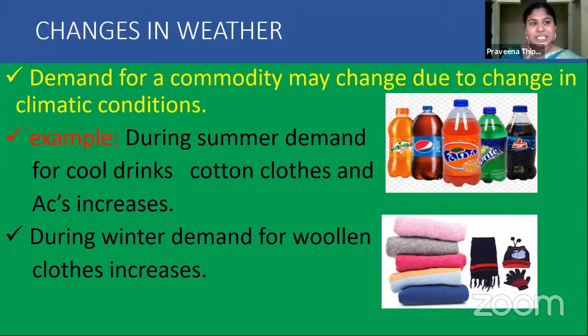Another factor, children, is changes in weather. So we know that there will be a change in the climatic conditions. Due to change in the climatic conditions, the demand for the commodity also will change. Let us have an example. During summers, most of us demand cool drinks, cotton clothes, ACs, etc. Isn't it? So the demand for these goods will increase. And during winters, what happens? Again, our preference changes, we demand woolen clothes. So why this change in demand? It is due to change in the weather conditions.